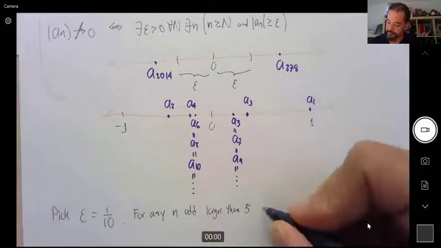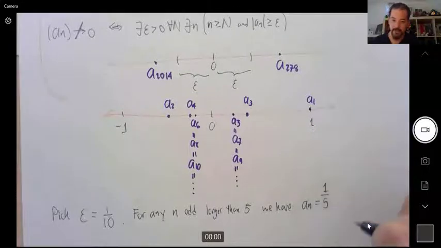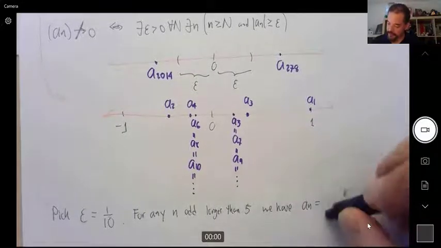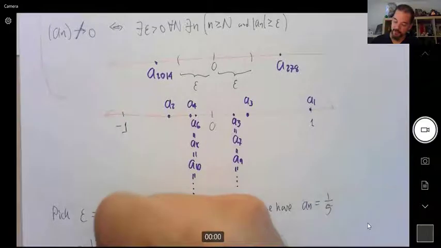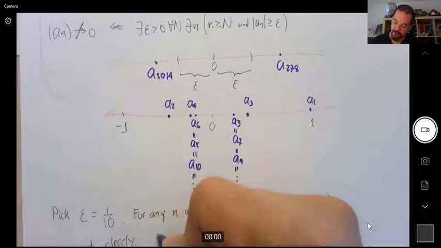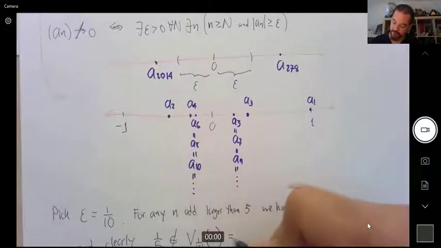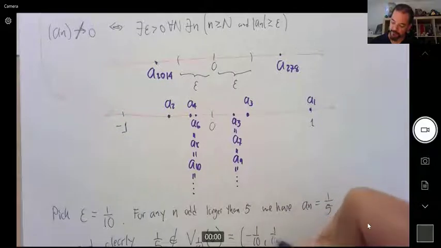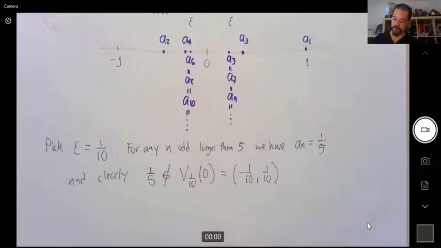For any n odd larger than 5, we have a_n equals 1/5, which is outside of the epsilon neighborhood. And clearly 1/5 is not in the 1/10 neighborhood around 0, because that's the interval from negative 1/10 to 1/10. Is that clear? So that's how we show this is not convergent to 0. How about proving that it's not convergent to 1/5? That one is a bit challenging.